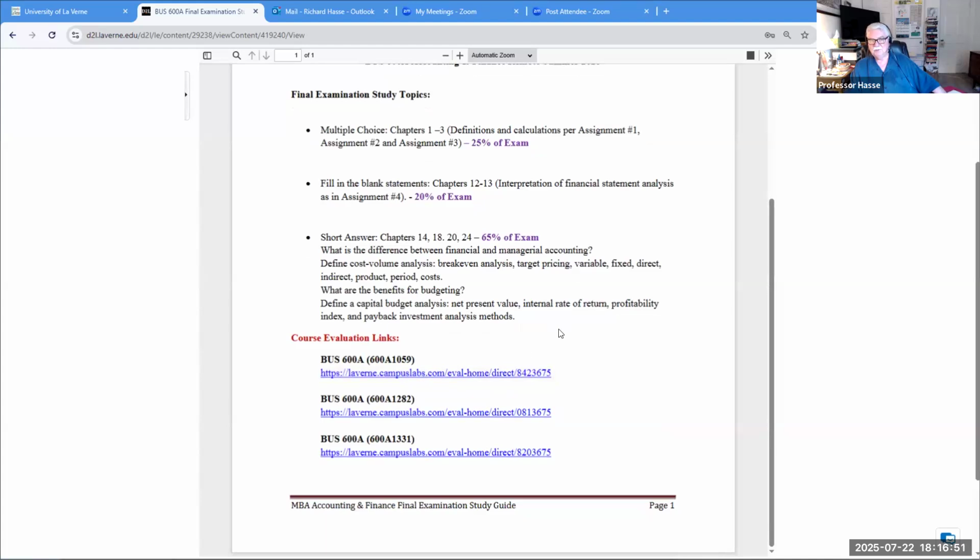So you match up your CRN code, which you all should have. Is it 1059, 1282, or 1331? You click on that evaluation link, and you can answer a series of questions and give us feedback about the quality of the professor, moi, the quality and value of the course, and any suggestions, both positive and in many cases negative, that you have about the course or the MBA study.